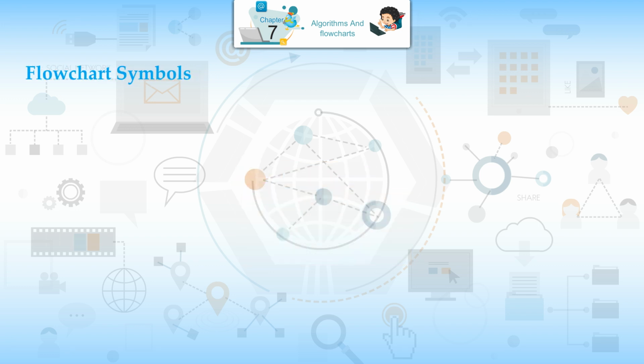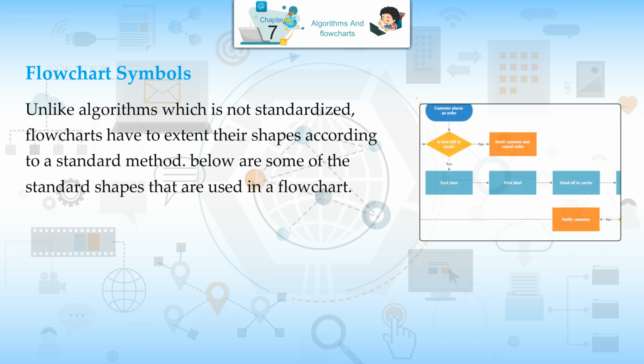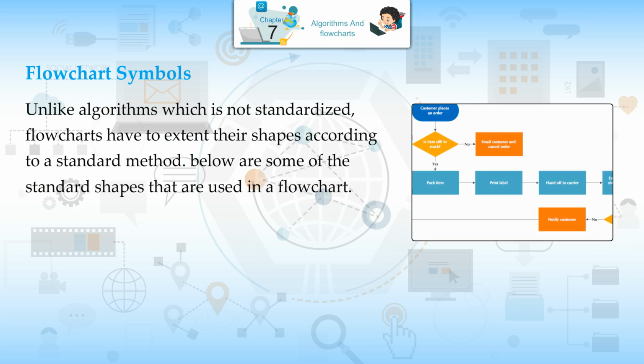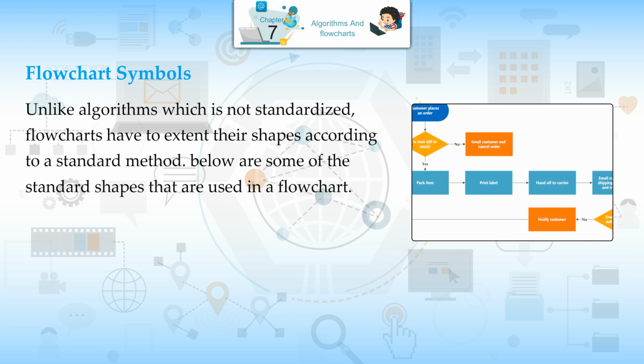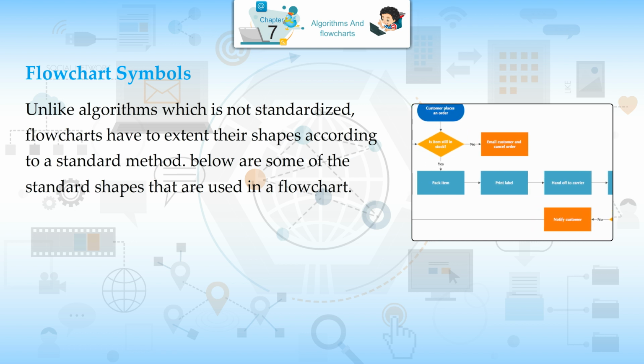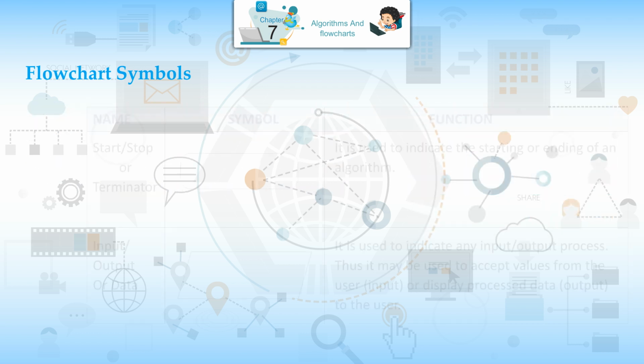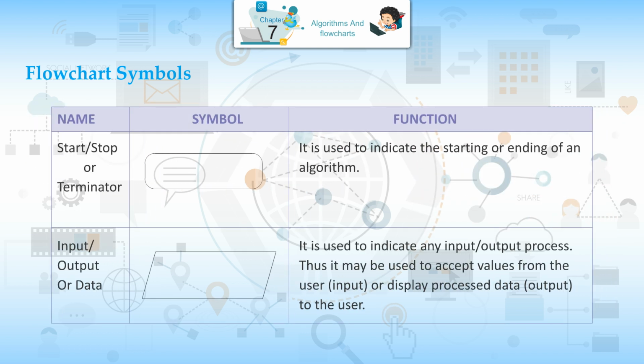particular task. Flowchart symbols. Unlike algorithms, which are not standardized, flowcharts have to follow a standard method for their shapes. Below are some of the standard shapes that are used in a flowchart. Name, symbol, function. Start or stop or terminator. It is used to indicate the starting or ending of an algorithm.